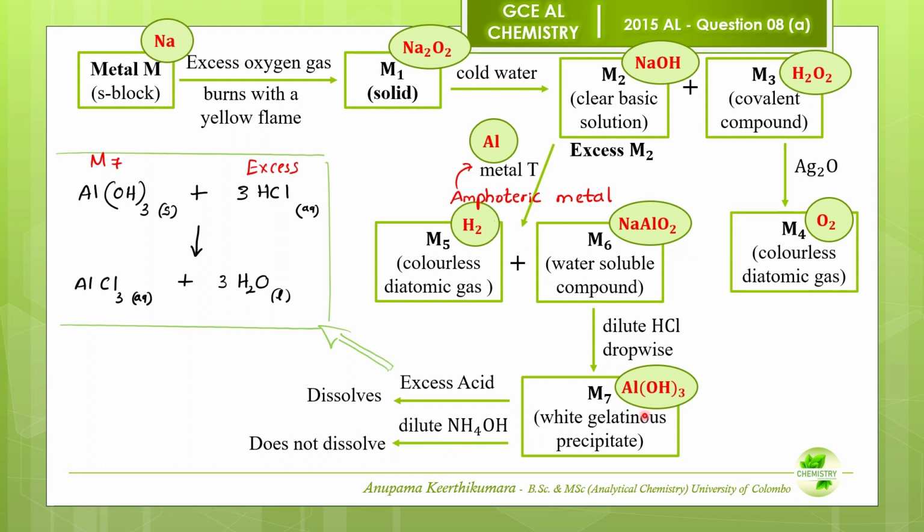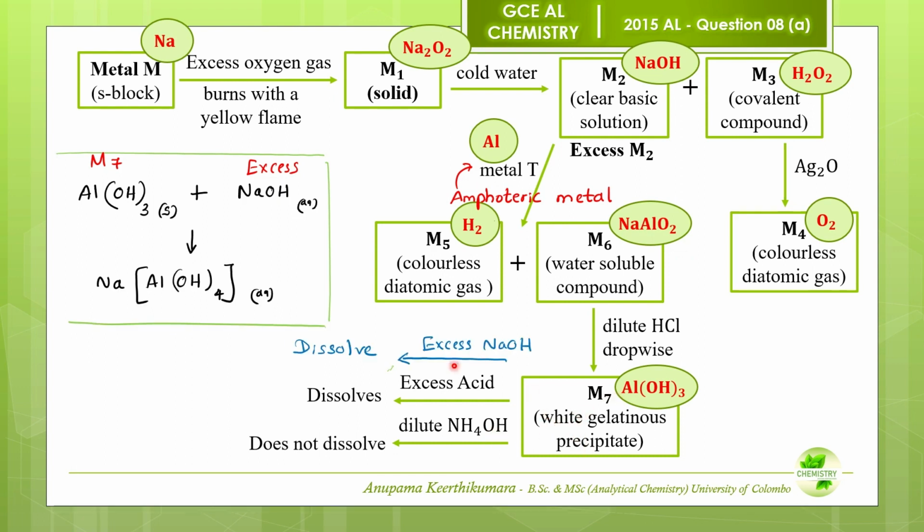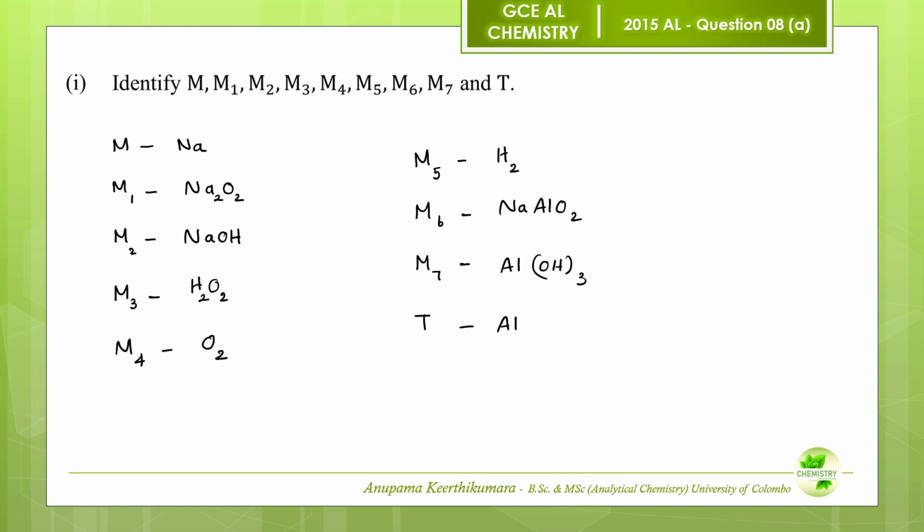But aluminium hydroxide does not dissolve in dilute ammonium hydroxide, because aluminium does not form an ammonia complex. If you add excess sodium hydroxide to this aluminium hydroxide precipitate, it dissolves and produces this aqueous complex. And therefore, aluminium hydroxide dissolves in excess sodium hydroxide as well. This is for your additional information. This is the answer for question number 1.